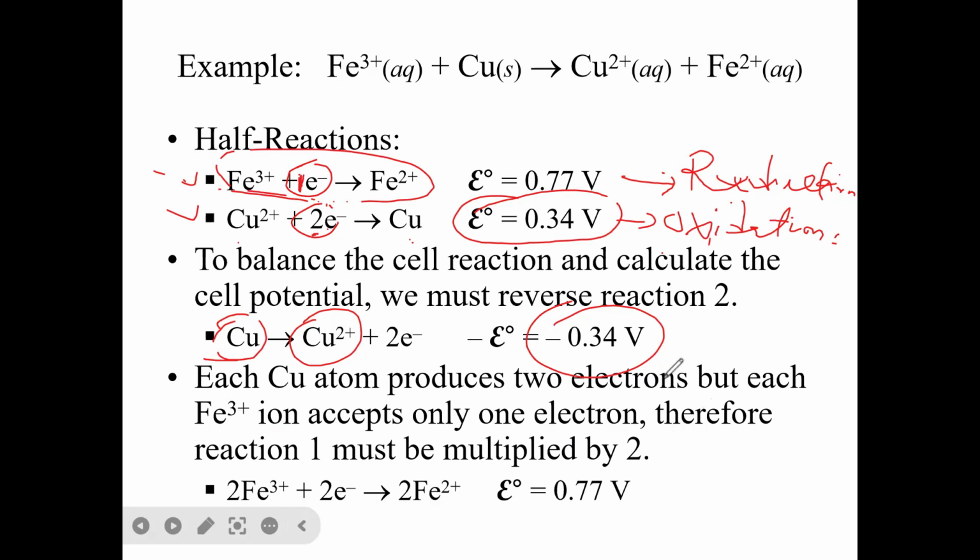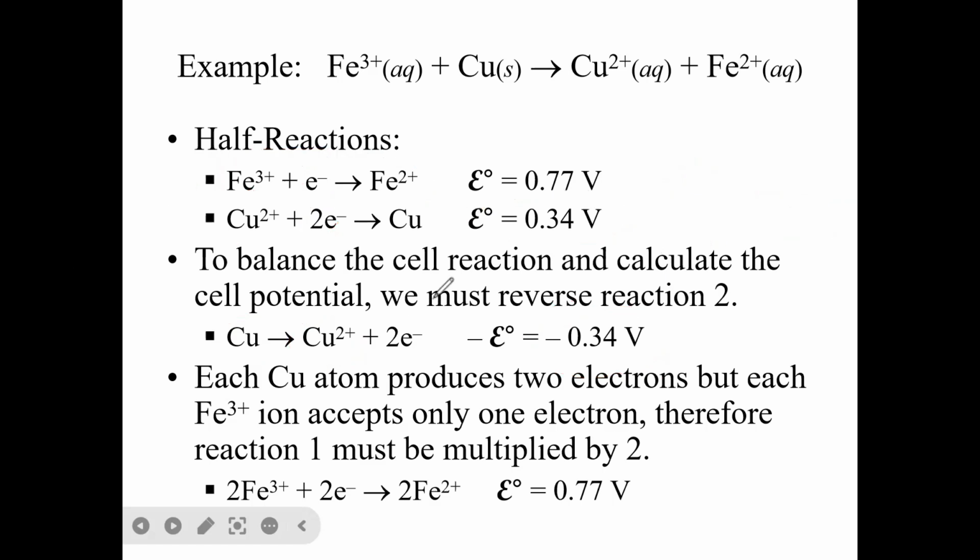This is what we are going to have. So after we have this, then what next? You have to add this. You have to add the overall of this reaction. You have to add this plus this, and you cancel the number of electrons.